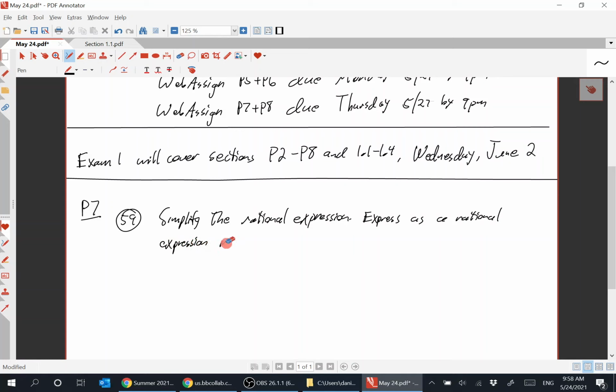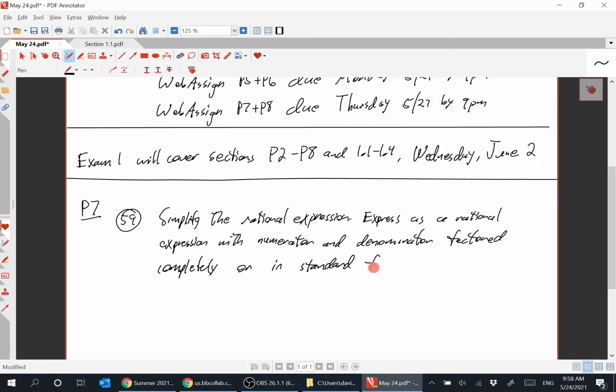and factored, with numerator and denominator factored completely, or in standard form, with no common factors on the top and bottom.